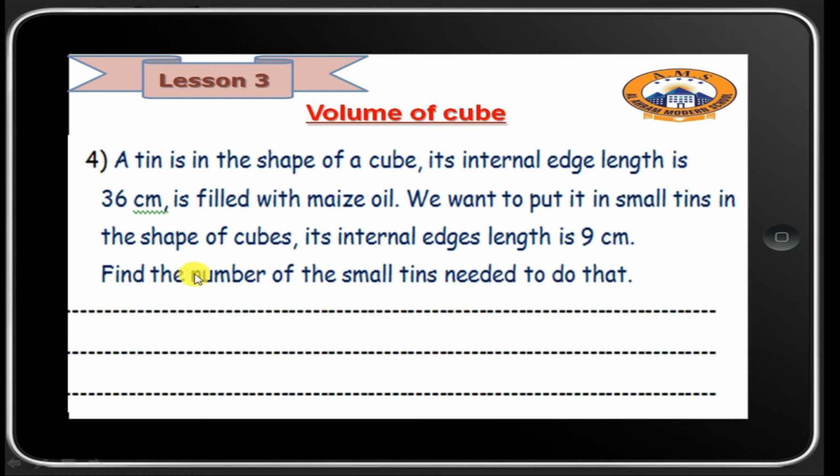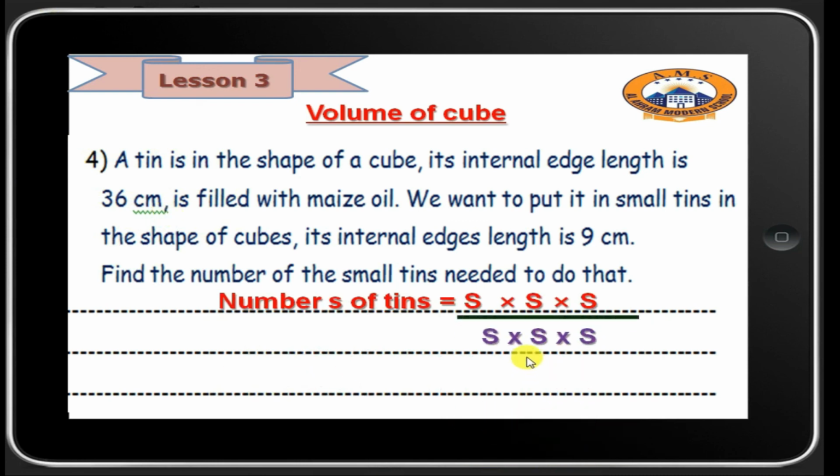As we said, I'm going to calculate the volume of the big tin over the volume of the small tin. So which one is the big one? As you see, it's the one that has an edge length equal to 36 centimeters. So let's write the number of these tins.